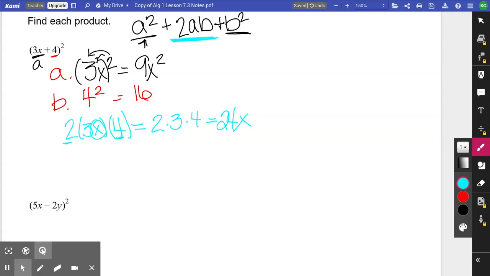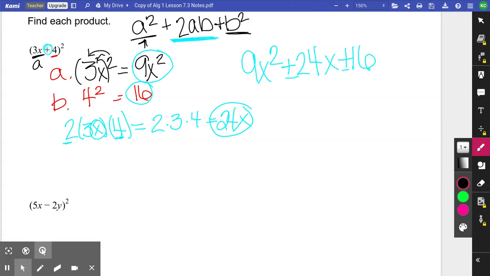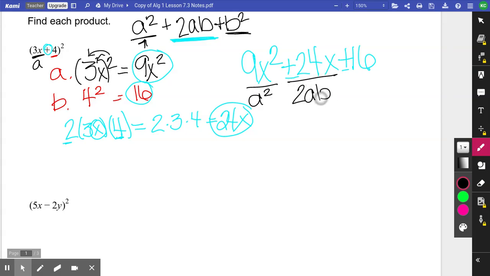Okay, so now I'm going to go ahead and get this written into standard form. So if I get it written into standard form, here's my first one. Here's my second one. And here's my third one. So I'm going to say 9x squared plus 24x plus 16. Remember, these are all plus signs because our sign in the middle of our binomial was a plus sign. So I have my a squared, I have my 2ab and I have my b squared. Okay, let's move on to our next problem.